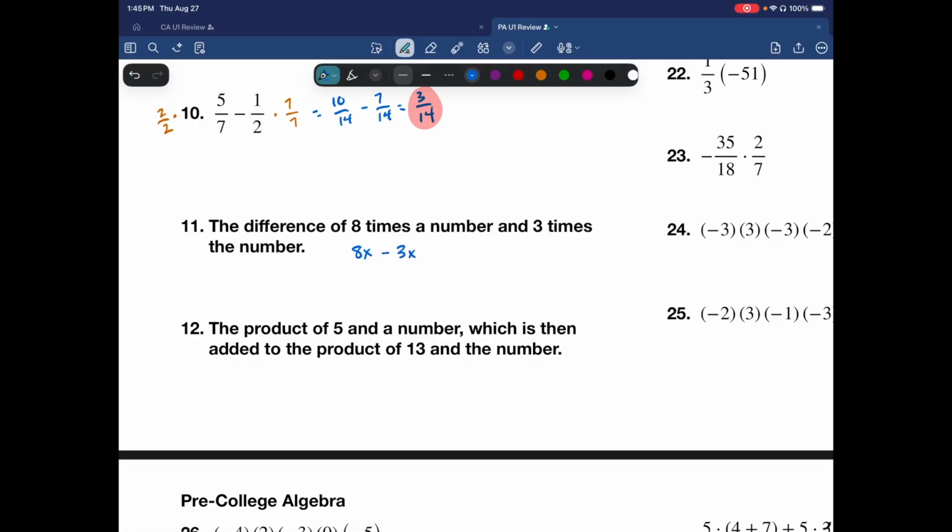So anytime you're subtracting, it matters the order that you're going in. It says the difference of 8 in a number and 3 in a number. So 8 comes first, and then we can actually solve this because these are like terms. So that would be 5x.